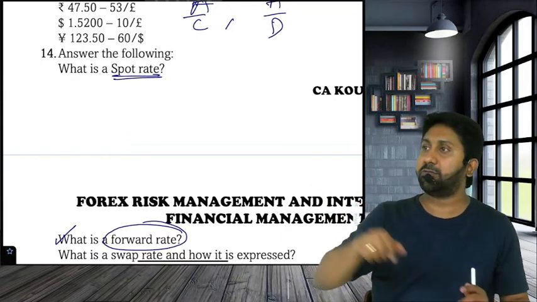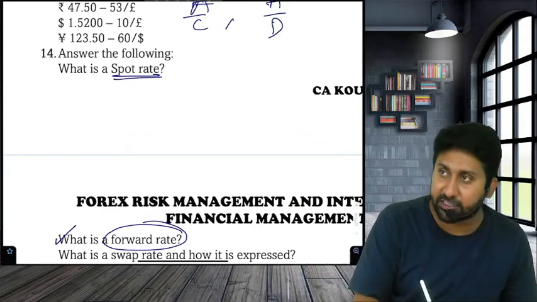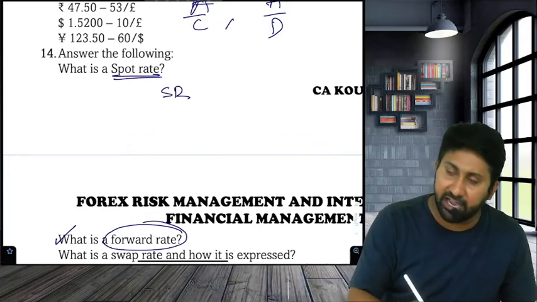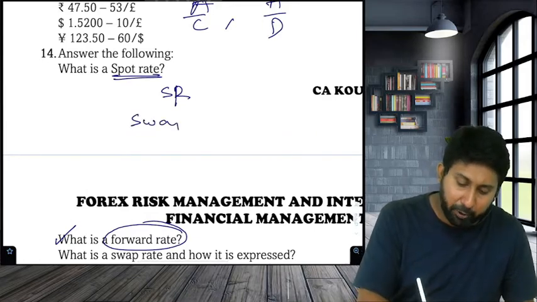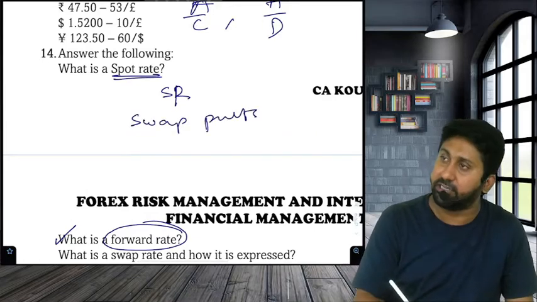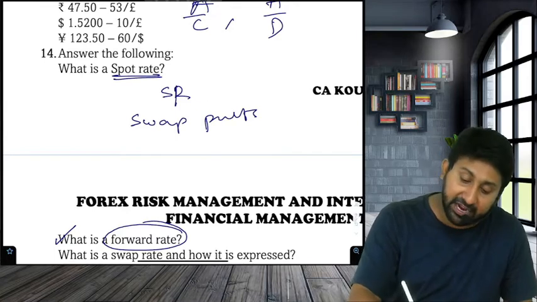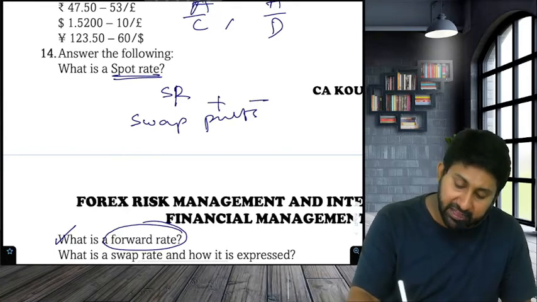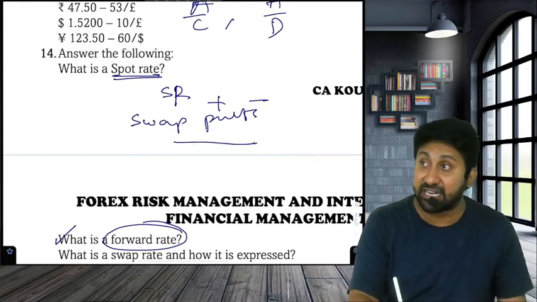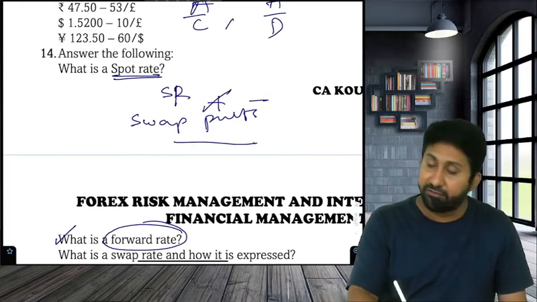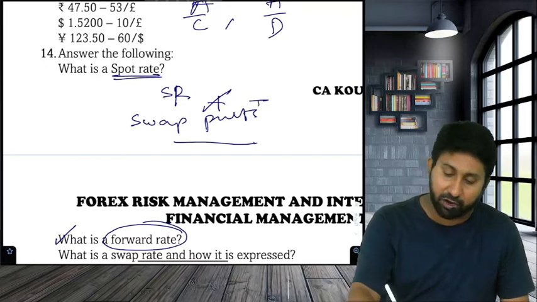Now how will the banks calculate? They will take a spot rate, and they will be giving us swap points. These swap points will be either added to spot or deducted from spot. When to add? If these swap points are given in ascending order, we need to add. If they are given in descending order, we need to deduct.